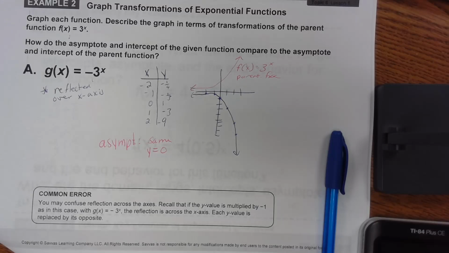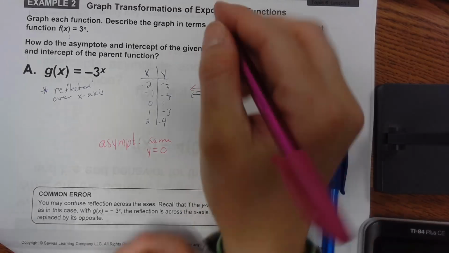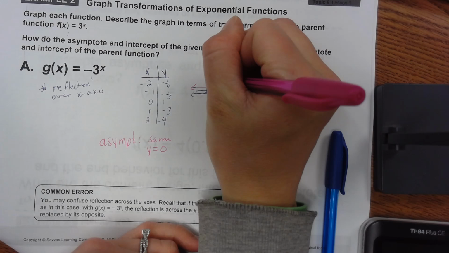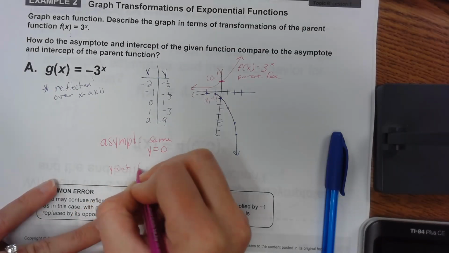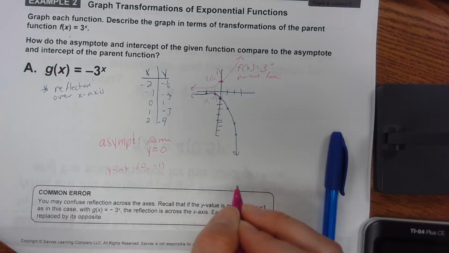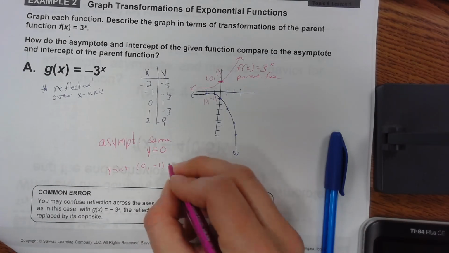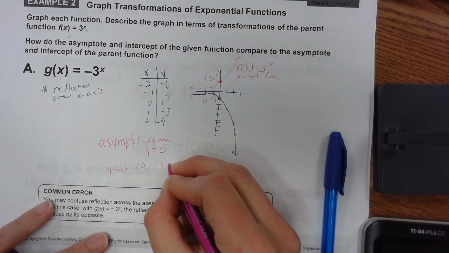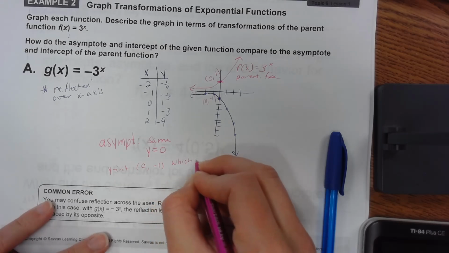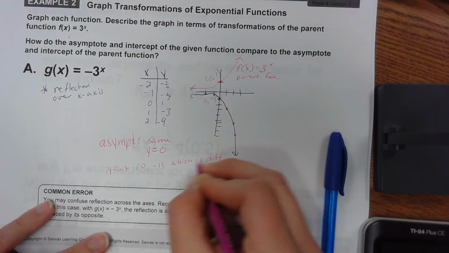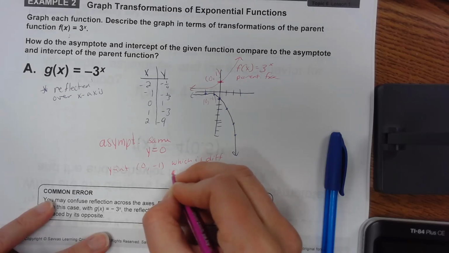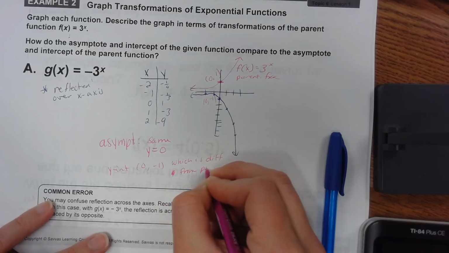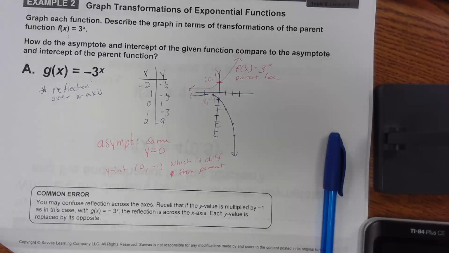Now let's look at the intercept. So this y-intercept would have been at 0, -1. So our y-intercept is at 0, -1, and it's different from the parent function.